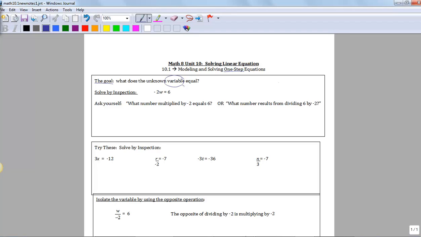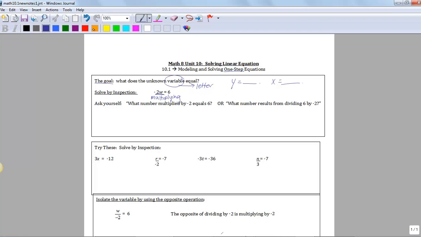Now remember the variable, the thing that varies or changes, it's going to be the letter. So all of your answers are going to be like y equals something, or x equals something. So in this particular question here, it says negative 2w equals 6. Now remember when they're side by side like that, it means that we're multiplying.